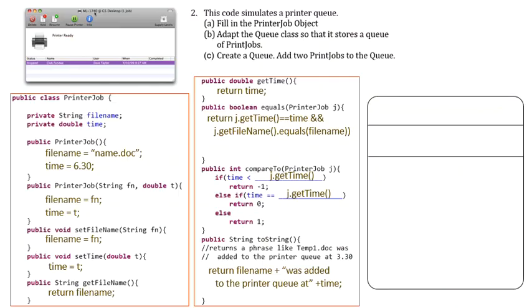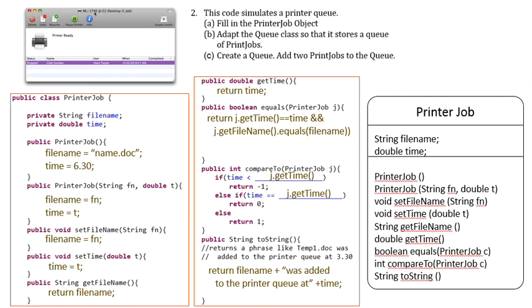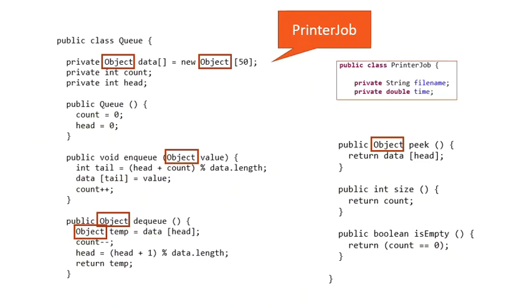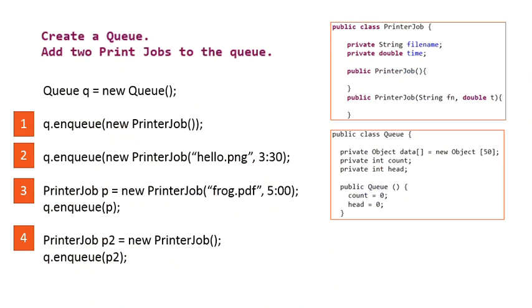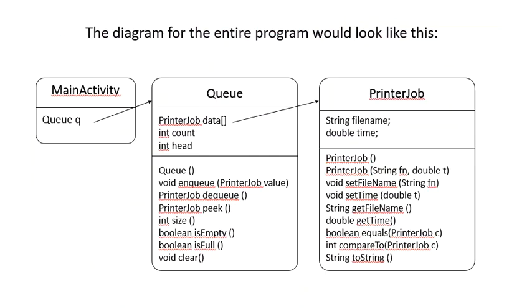Another thing we coded yesterday was the printer jobs. If we were going to make a UML for this, we'd put printer job at the top, we'd put our two private instance variables here, and then we put all of our methods in the bottom. We also made a printer job queue, and then we made a class to run the printer job queue. So when we put all three of them together, they're going to look like this.